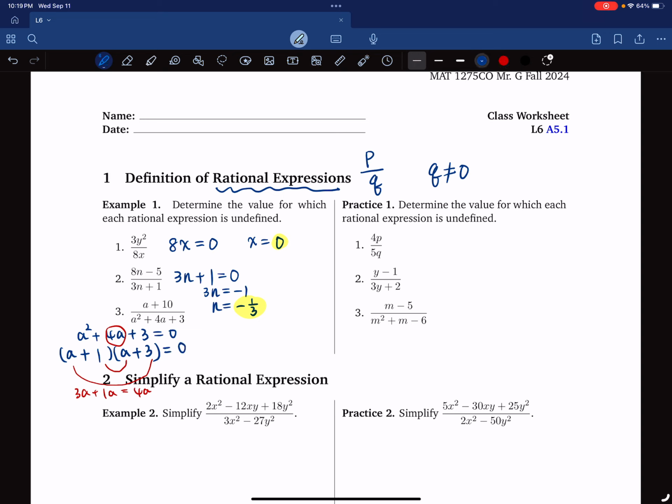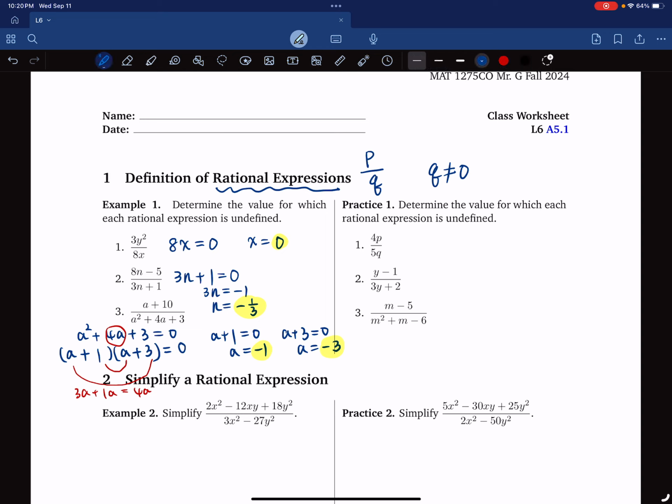We're going to make it 0 and solve for a. And by the zero product property, we make each of the factors 0. So a plus 1 is 0, and then a plus 3 is 0. The first equation yields a is negative 1. Second one, a is negative 3. And for this one, we do have two values that will make this rational expression undefined. When a is negative 1 or negative 3, the denominator becomes 0, which makes the rational expression undefined.